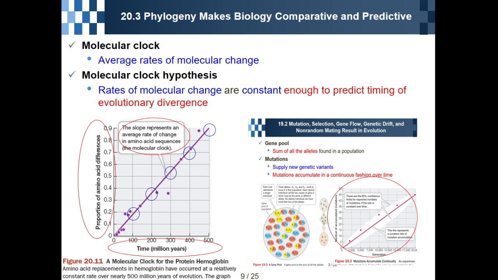Okay? So this is the molecular clock hypothesis. Because this rate is constant, based on this slope, we can predict the timing of evolutionary divergence. Okay, 100 years later, there will be some difference, and we can predict it 500 million years later, there will be like this.